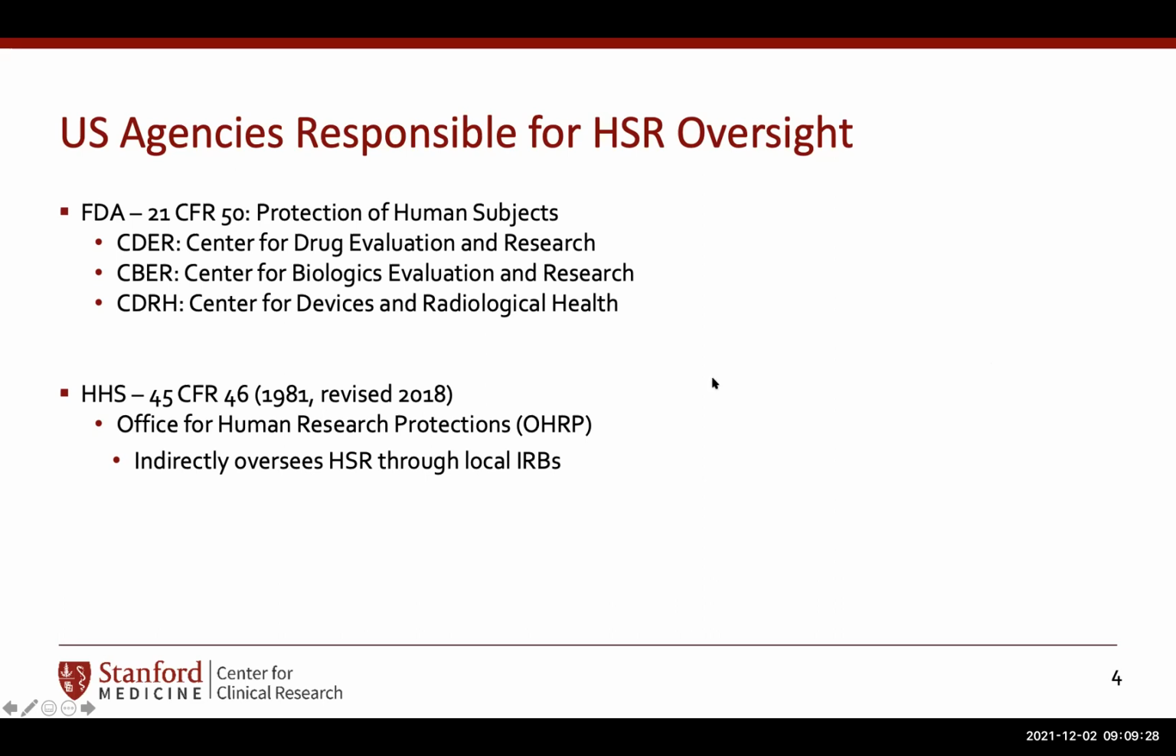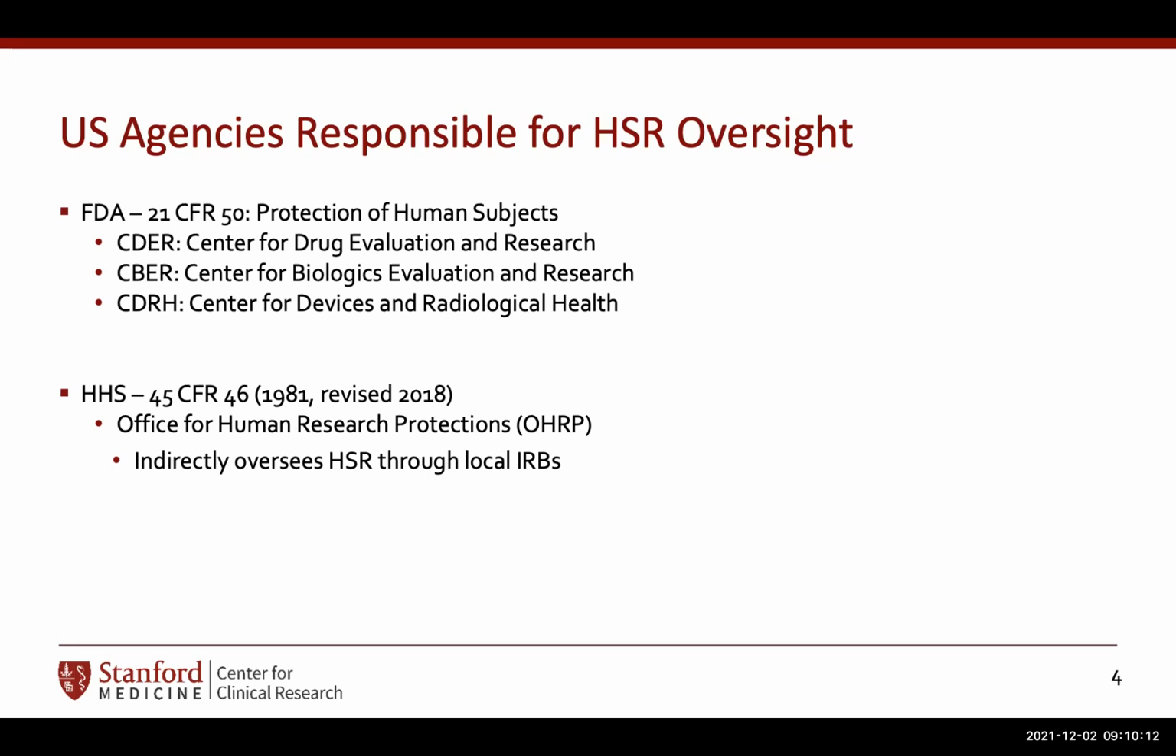The other agency is the Department of Health and Human Services. That Code of Federal Regulations is 45 CFR 46. This was originally produced in 1981 with a revision in 2018. The office within the Department of Health and Human Services is the Office for Human Research Protections, OHRP. They do similar things when it comes to auditing or ensuring that research done at Stanford University is of quality and human subjects are safe. So they're ensuring quality and safety very similarly to what the FDA would do.